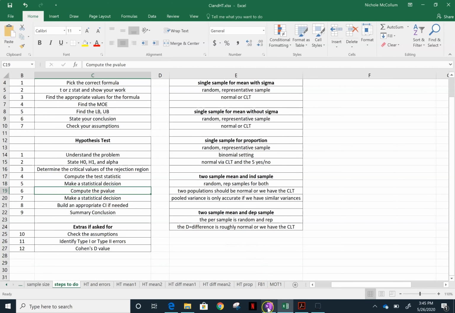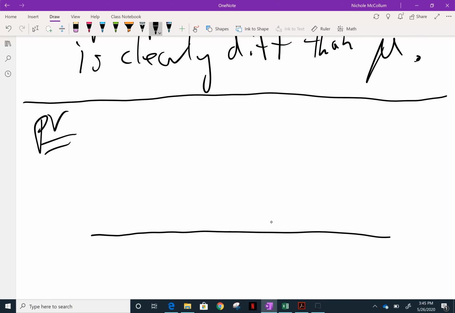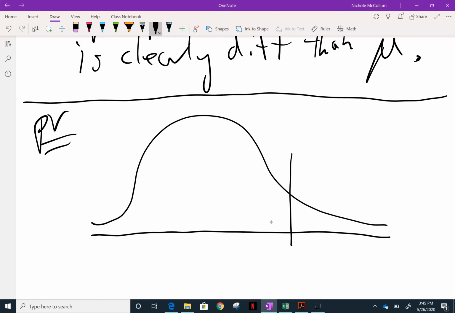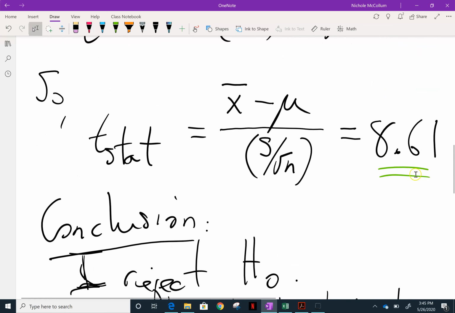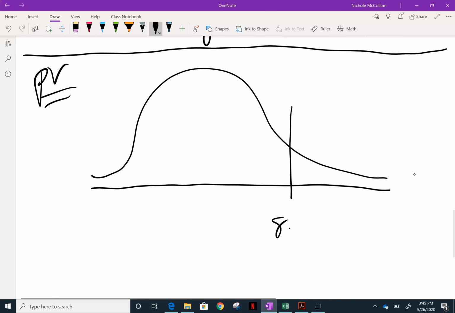What is that? Well, it's an alternative to the critical region. Some people don't like the critical region because it's based on alpha. Some people just want to base everything on the p-value. How does one do that? Well, you draw your picture, and you put your statistic down. My statistic, my number, was 8.61. Well, you still have a two-sided test, so that's negative 8.61.